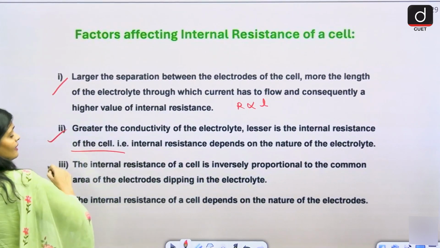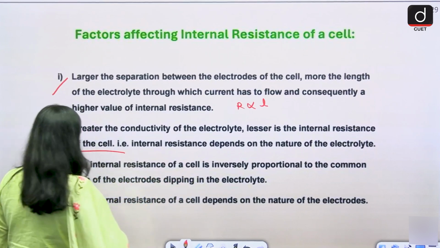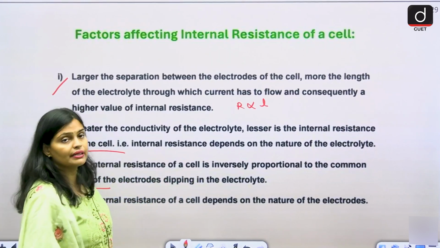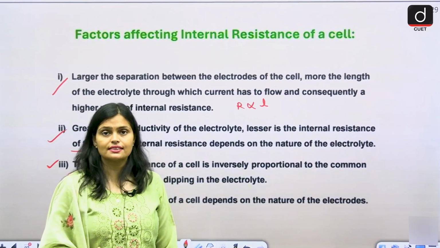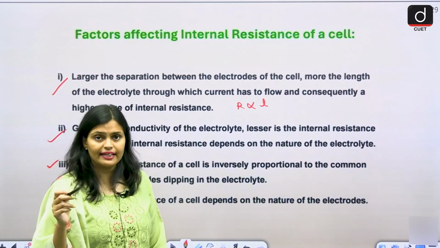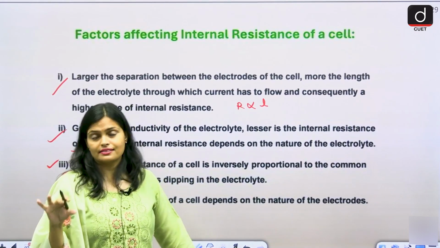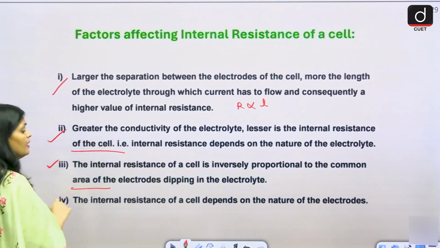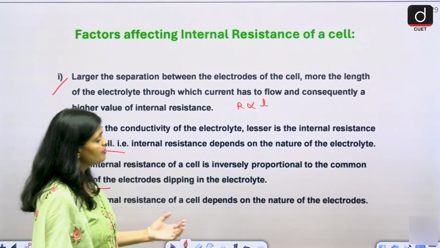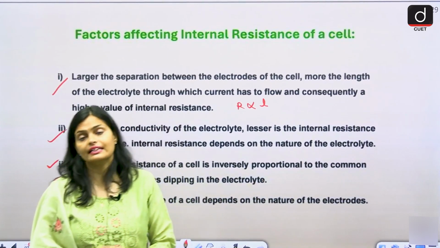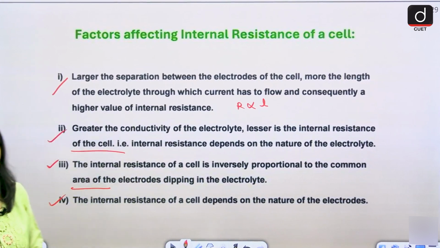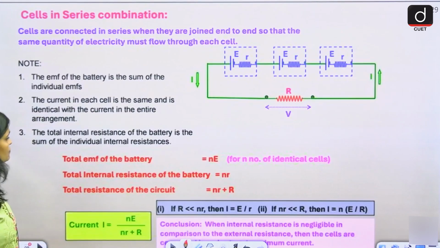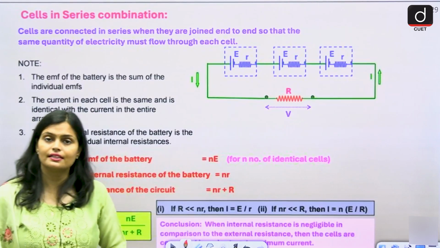The internal resistance is inversely proportional to the common area dipping in the electrode. So obviously resistance is inversely proportional to area. More the area, less the internal resistance. Internal resistance of a cell depends upon the nature of electrode as well. Okay, so these are some of the factors which affect the internal resistance.